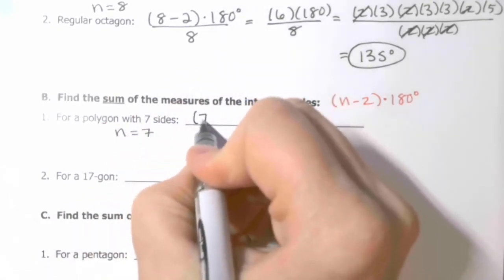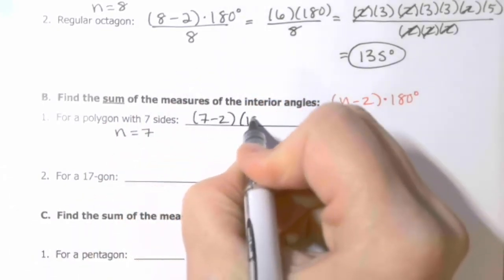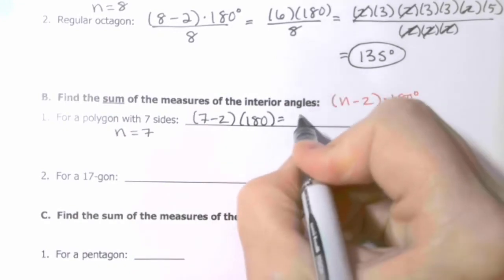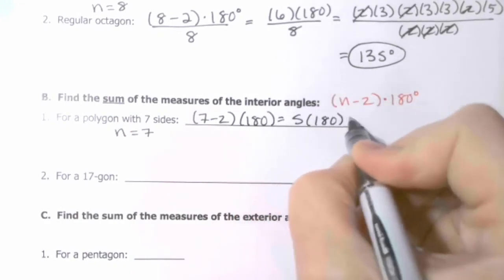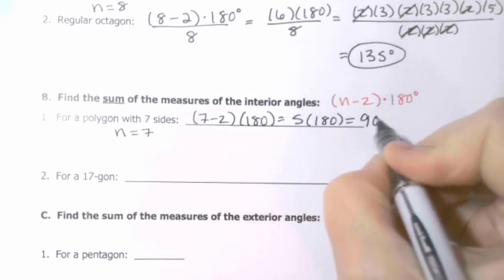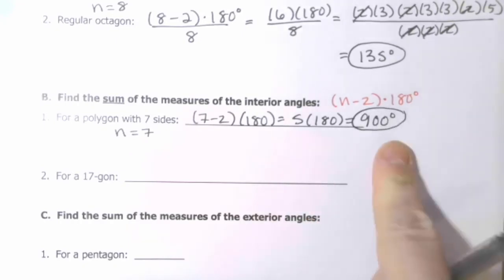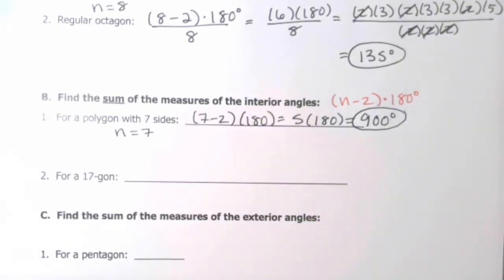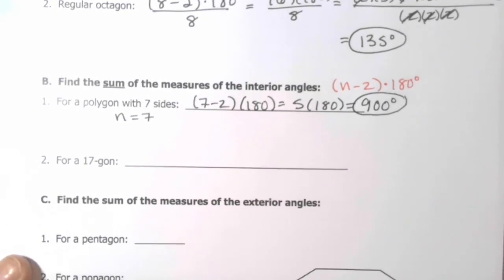Substitute that into the formula. 7 minus 2 times 180, which is 5 times 180, and if you multiply that out, it's 900 degrees. Notice that the sum numbers are definitely larger. There are more angles being added up.